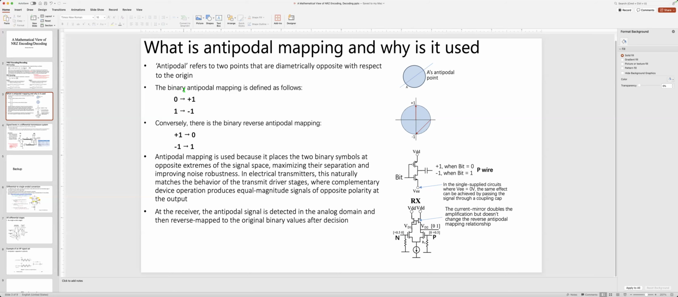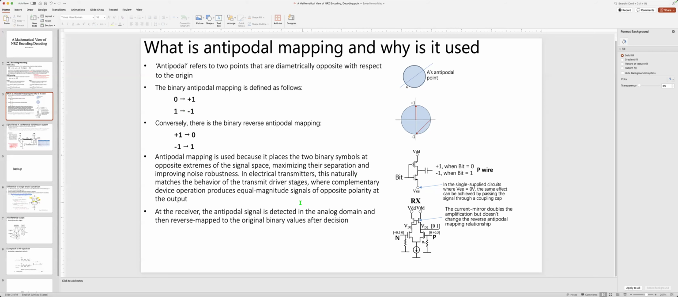When it comes to binary antipodal mapping, we have original binary value 0, which maps to an antipodal value +1, and the binary value 1 maps to an antipodal value -1. As literally shown here, 0 is mapped to +1, and 1 maps to -1. So, what's the physical significance of this antipodal mapping?